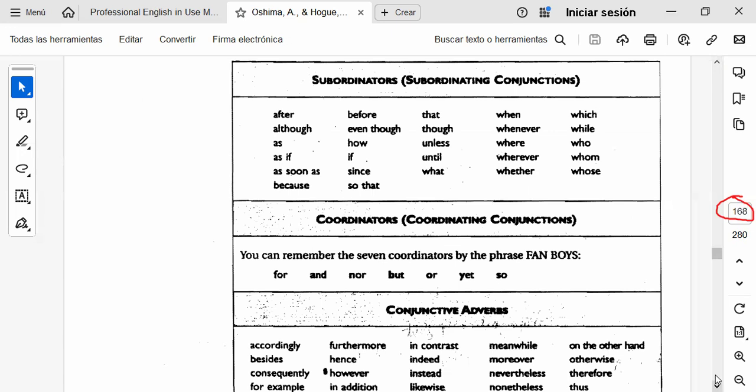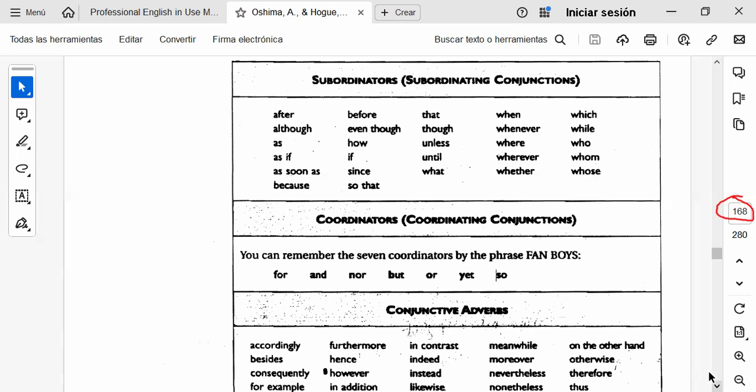Coordinators. You can remember the seven coordinators by the word FANBOYS. You use these to coordinate, to link two sentences: for, and, nor, but, or, yet, so. You can take the first letter of each coordinator and form FANBOYS, no? F-A-N, B-O-Y, and S, FANBOYS.